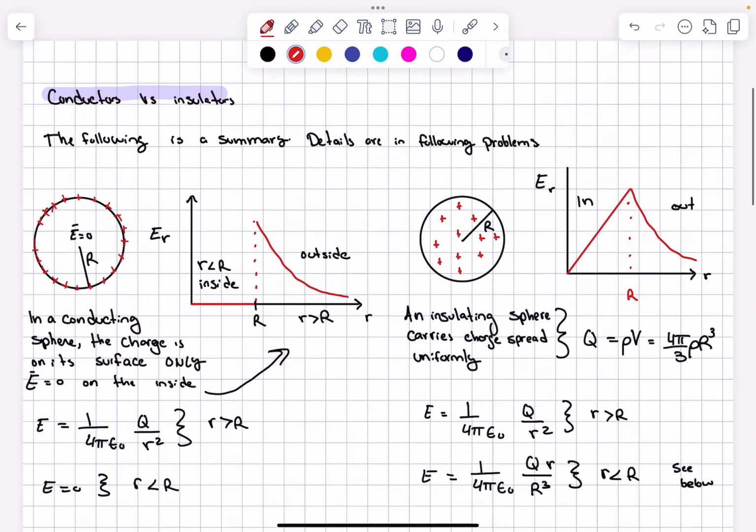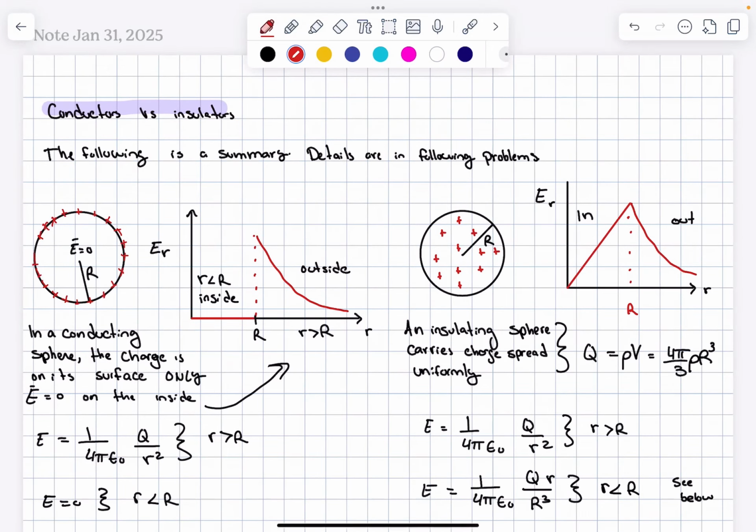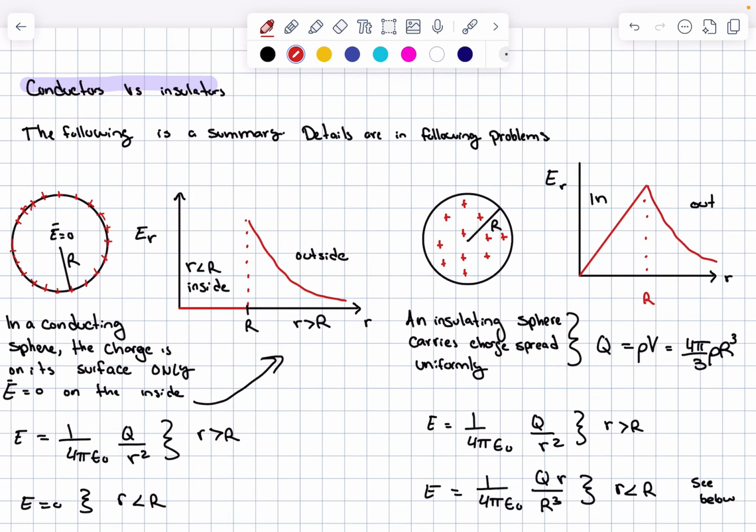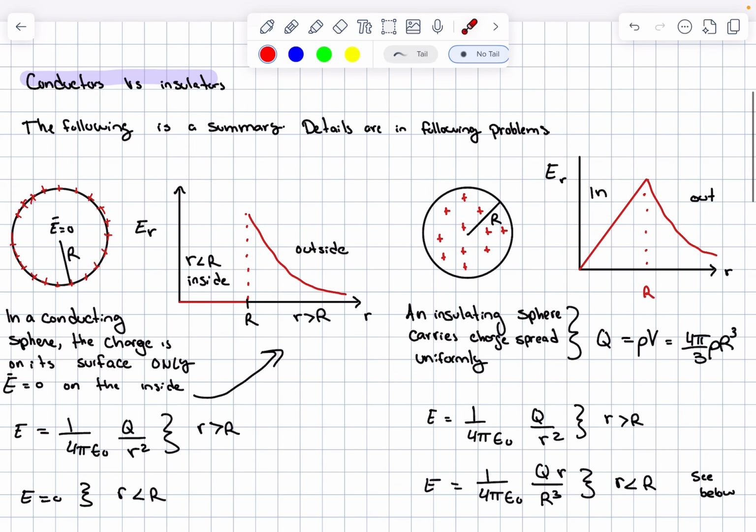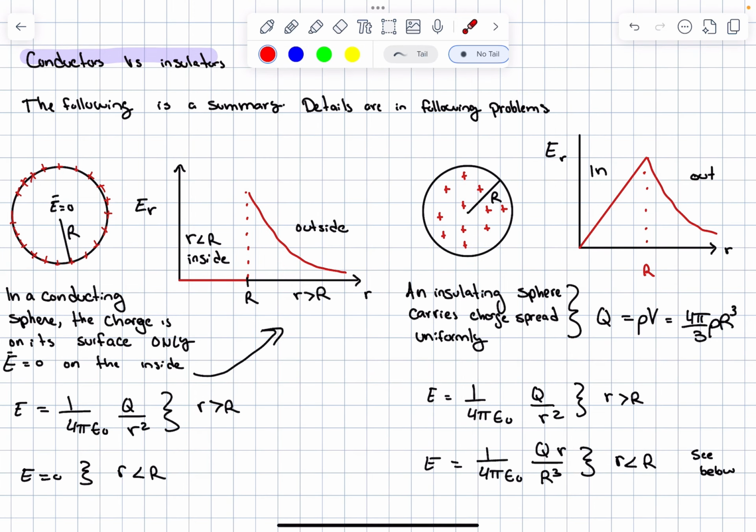In this video, I want to go over one of the biggest applications of Gauss's law that you will be seeing in this class, and that has to do with figuring out the electric field due to conducting and insulating spheres. So first, I do have to remind you as to what the definition between a conductor and an insulator is, just in terms of electric field and charge. This is going to be a summary of what we're going to be going over in the video.